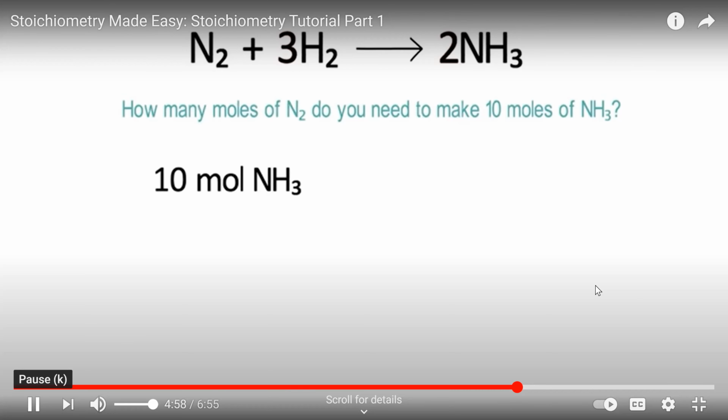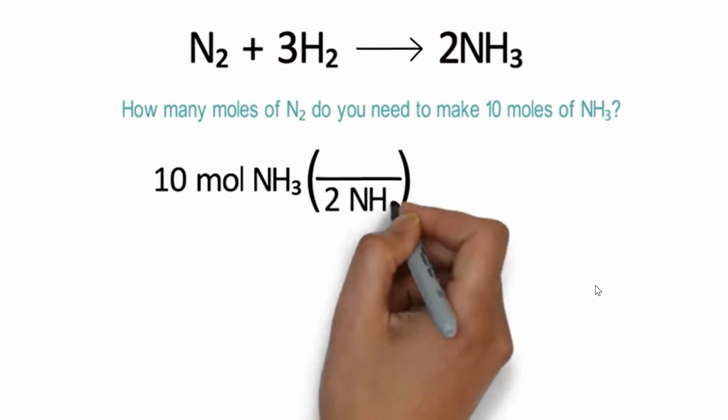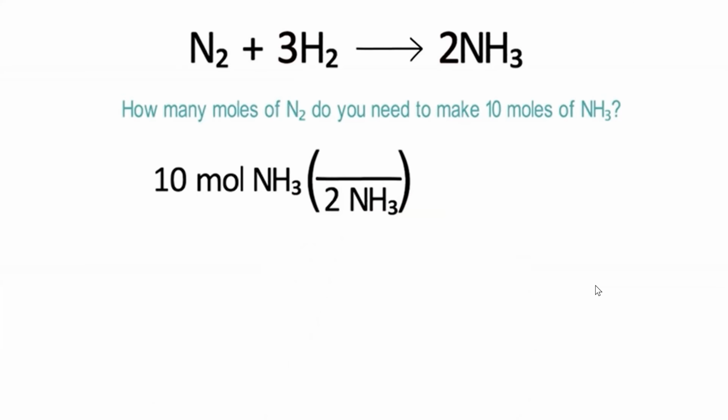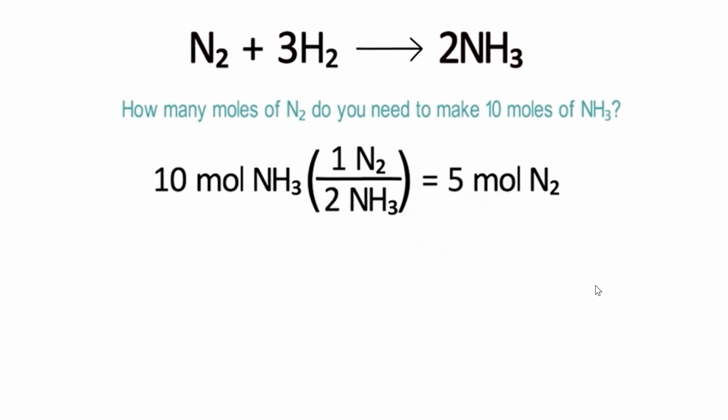Next, multiply that by the ratio of nitrogen to ammonia in the balanced reaction. Since we are starting the problem with ammonia, we put the 2NH3 on the bottom. This 2NH3 comes directly from the balanced reaction. Because we are solving for nitrogen, we put 1N2 on the top. That 1N2 also comes from the balanced reaction. Remember, if no number is written in front of a chemical, that means the coefficient is 1. Last of all, do the fraction multiplication. 10 times a half is equal to 5. As for the units, notice that the ammonia we started with cancels out with the ammonia on the bottom of the fraction, and we are left with moles of nitrogen, which is exactly what we want.